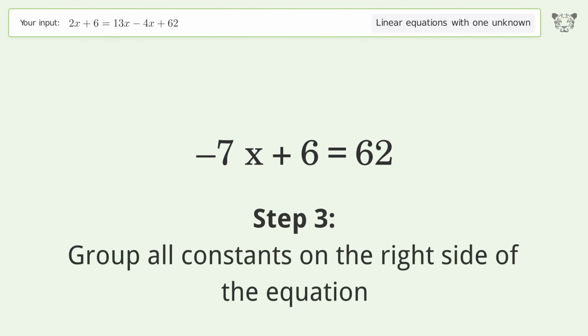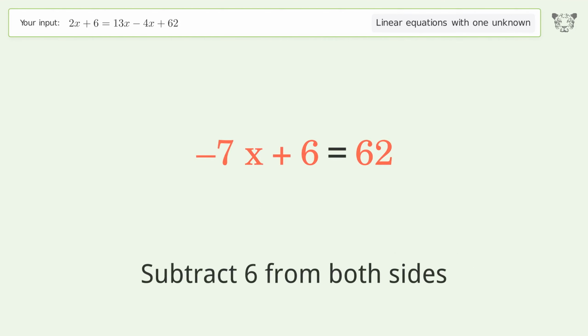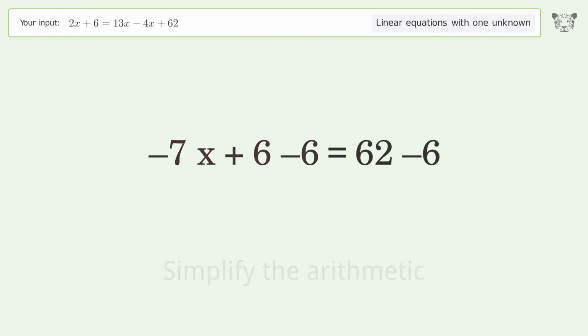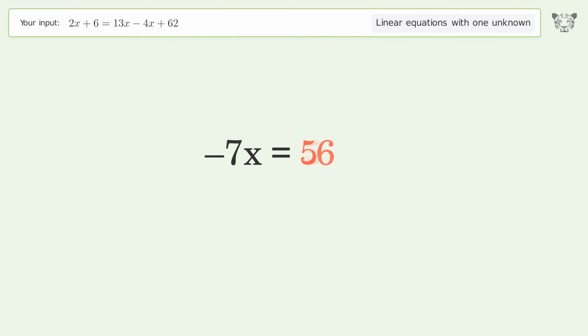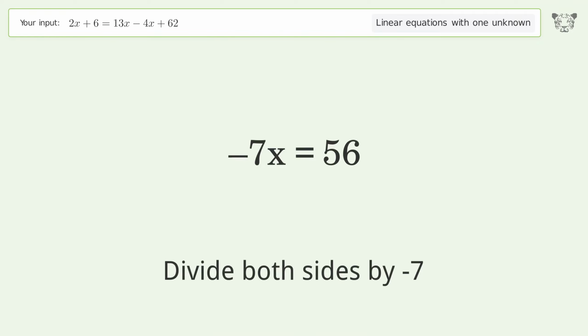Group all constants on the right side of the equation. Subtract 6 from both sides. Simplify the arithmetic. Isolate the x. Divide both sides by -7.